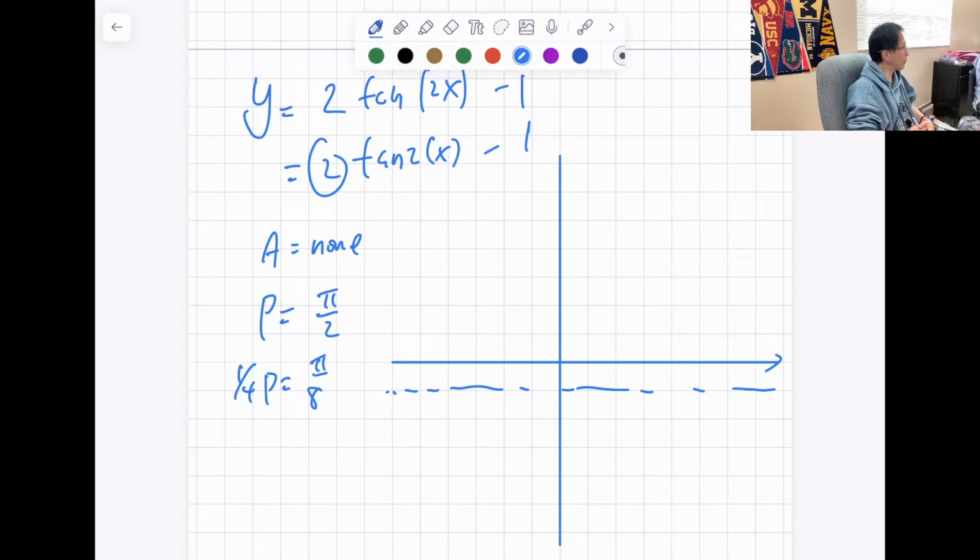So the period is pi over 2. So what do you think the asymptote is going to be? So I will say here is actually pi over 4 and pi over 4. Why is that pi over 4 and pi over 4? Do you see why? What's pi over 4 plus pi over 4?